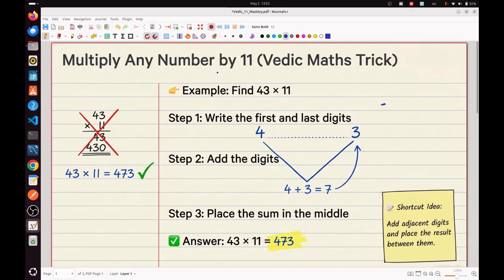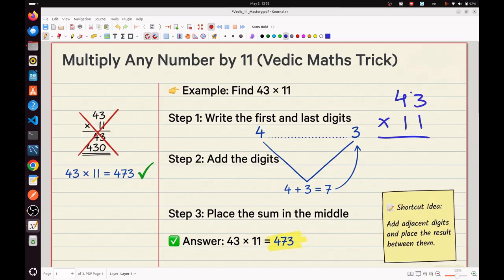Multiply any number by 11 very easily using a Vedic Maths trick. Suppose with the normal method you consider 43 cross 11. If you try to multiply this with the normal method, it will take so much time. So I will be showing you today how we can solve this much faster. Just follow my steps.